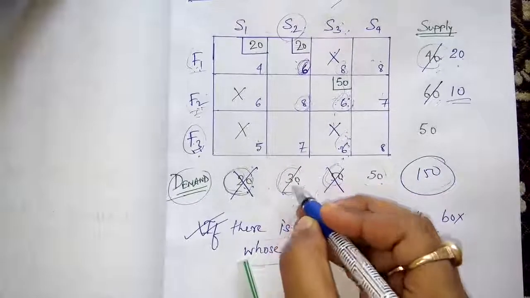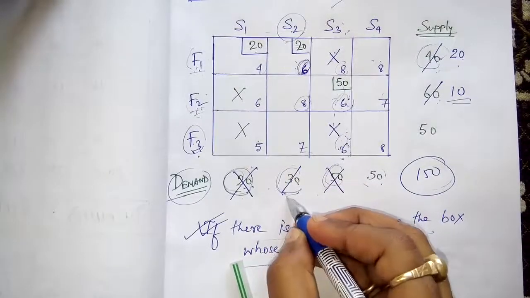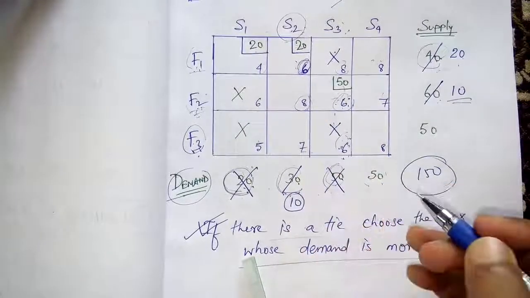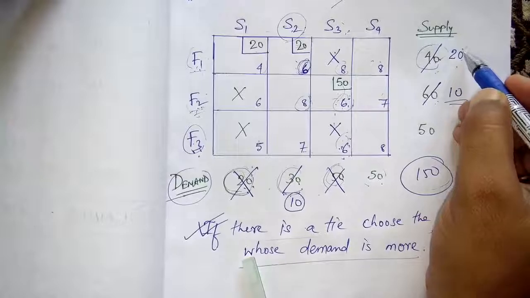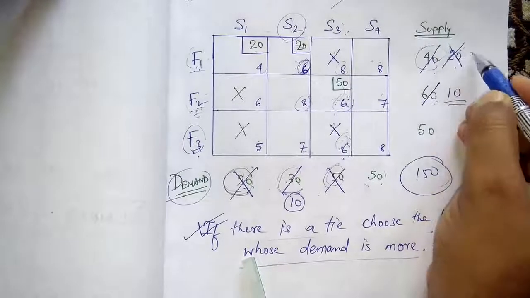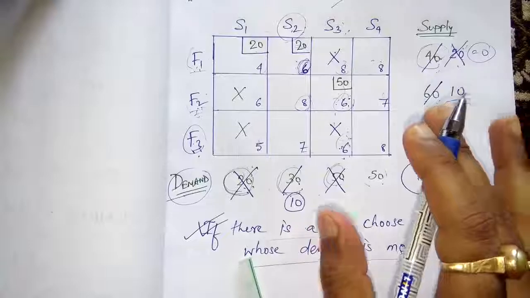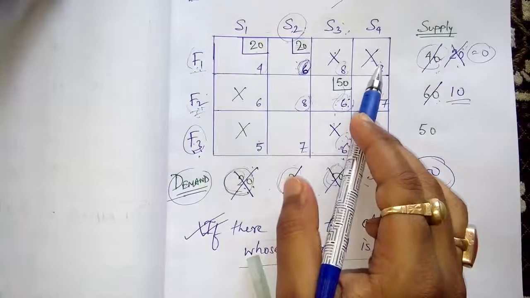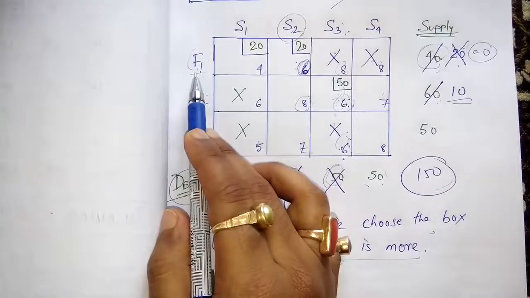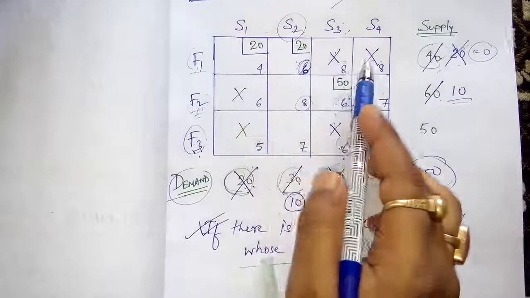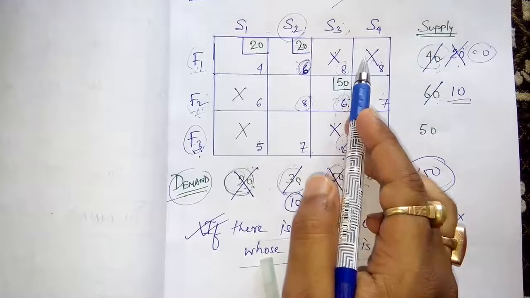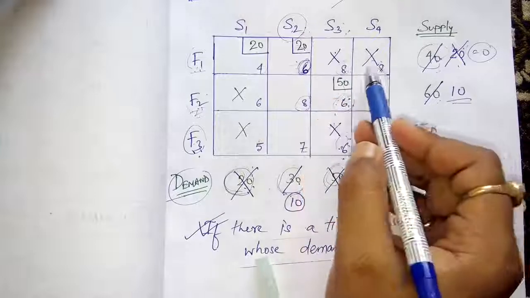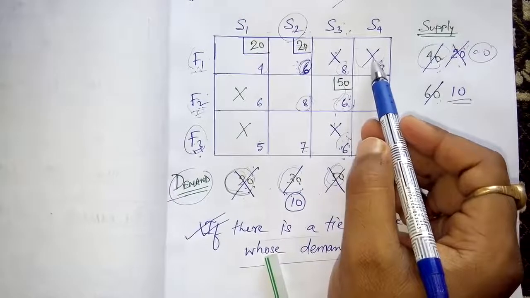Okay, so what is the demand left? 10. Store number 2 requires 10 more goods. But what is the supply left of factory 1? 0. Factory 1 does not have any goods. So automatically this box cancels out. Why does this box cancel out? Because what is the amount of goods that factory 1 can supply to store number 4? 0. Because 20, 20, 40. All the supply is over. Now it cannot supply any good to store number 4.